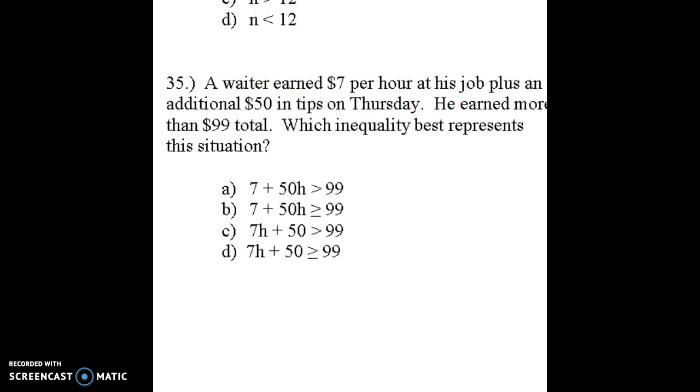A waiter earned $7 per hour at his job plus an additional $50 in tips. He earned more than $99, so that means 7x plus 50 is greater than 99. That will be C. When you have the variable on the right side, rewrite it so it's on the left, but that means you have to flip your inequality symbol around. Add 6 to both sides. A is greater than 27.